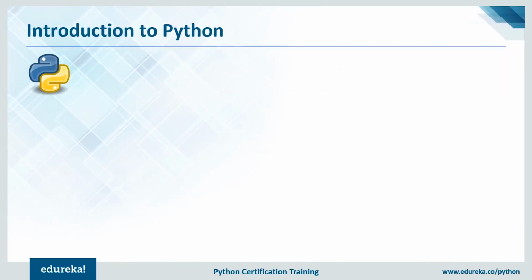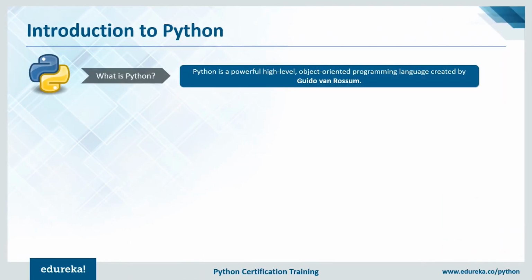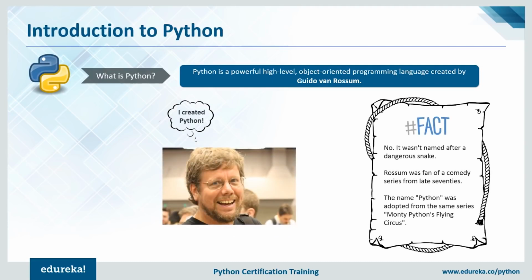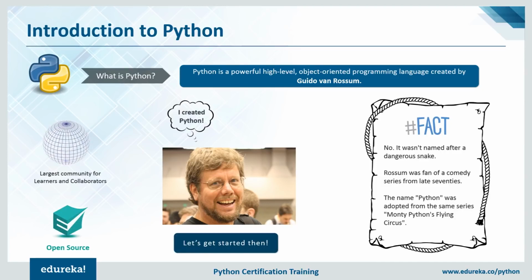Guys, we already know that Python is a programming language, right? Well, to be more specific, Python is a really powerful high-level object-oriented language which was created by a person known as Guido van Rossum. Well, yes, that's him. So why did he choose to name this as Python, guys? Well, not certainly because of the snake, but it was from a TV series that Rossum used to watch. So let's get started then.